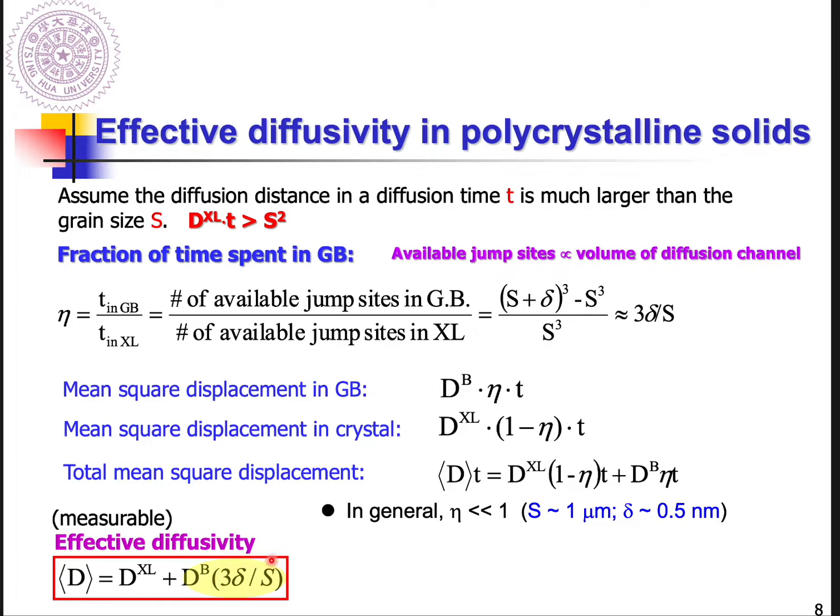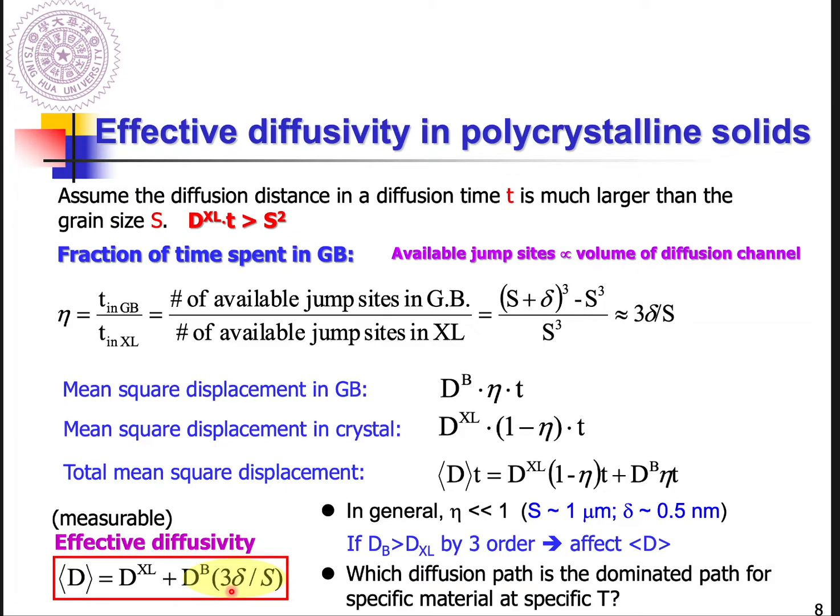Based on this example, we know this portion is 1/1000, right? So if D_gb is faster than D_xl by 3 orders, then you cannot ignore this term. You need to take this term into account. You need to consider this term. So it's easy to have some idea whether you can ignore the diffusion contribution from the grain boundary or not. You just need to have this kind of estimation, then you have an idea.